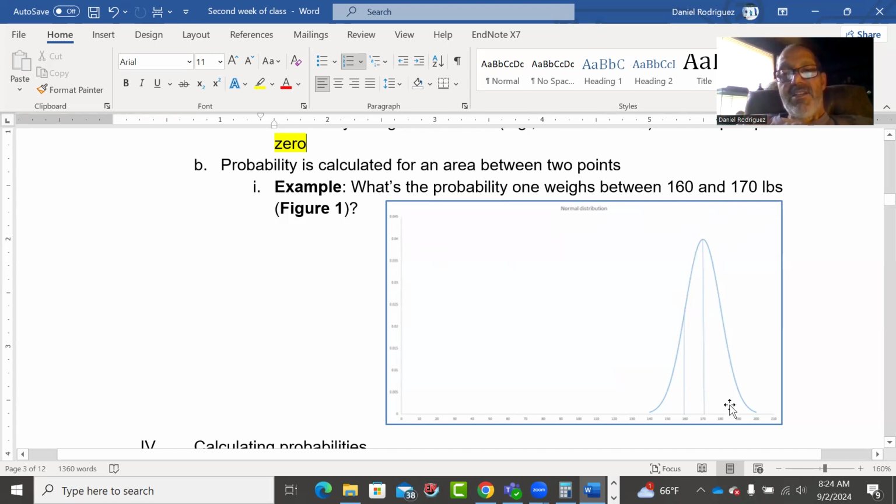probability. Actually, the way I would do this, I'd say what's the probability that one weighs less than 170, so all the way here to the left, minus the probability that one weighs less than 160, so minus everything here to the left. So that would give us the space in between.